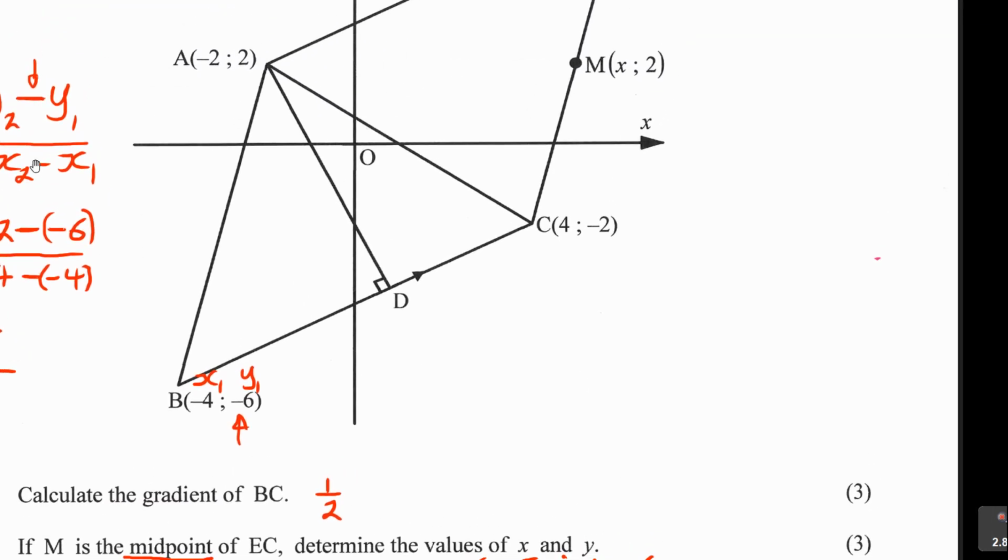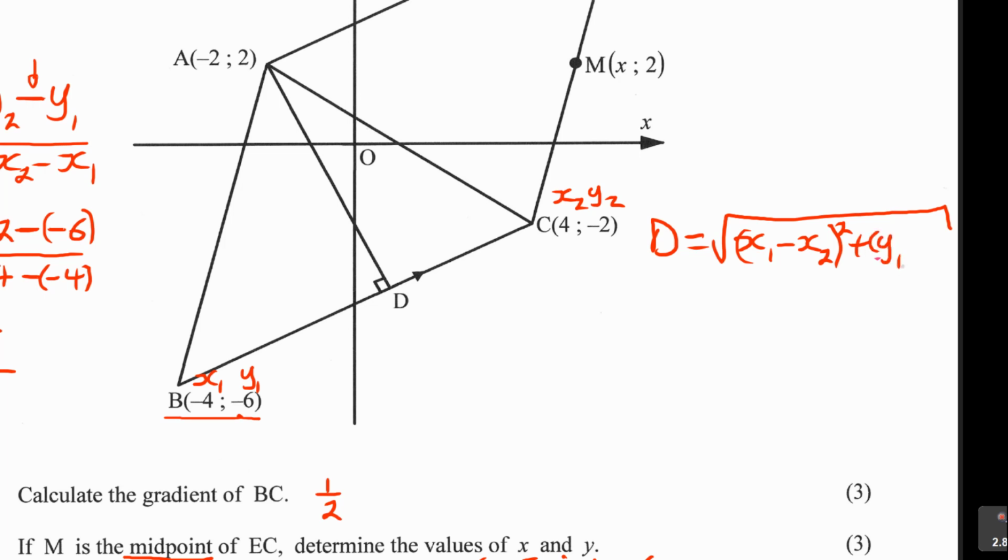I'll do the same thing here. I've got my B, and with my B here I've got x1 and y1, and then on C I'll have my x2 and y2. What is important is to recall the distance formula. What is the distance formula? D is equal to the square root of what? x1 minus x2 squared, plus y1 minus y2 squared.